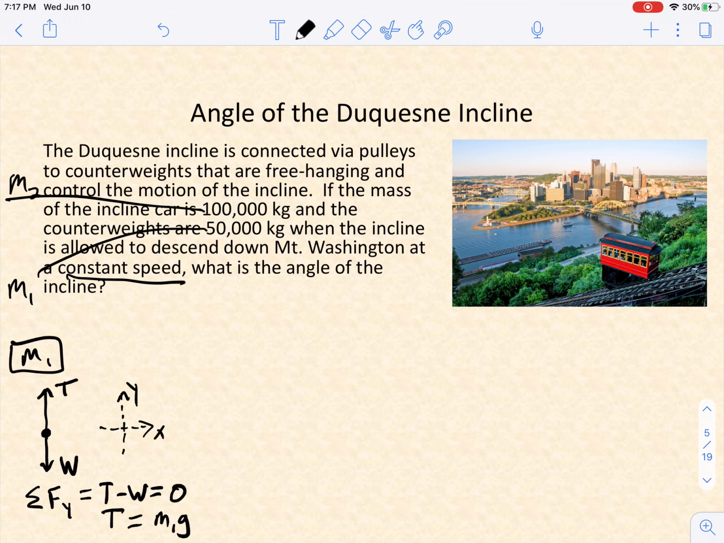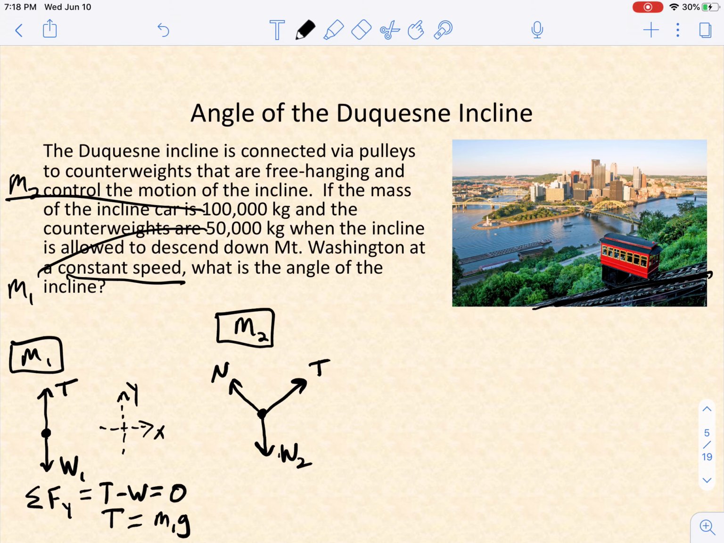So for mass 2, the picture may look a little different just because in this example I have the incline going off at this angle. When we did the previous example, we had an inclined plane in this direction. But it's really the same idea. So with it oriented this way, we've got our tension force pointing up the incline, our normal force perpendicular to that, and our weight force straight down. So this is weight 1 and this is weight 2.